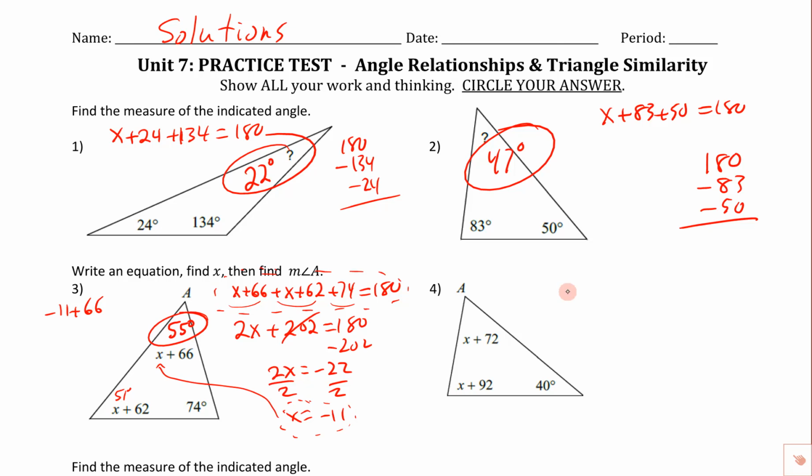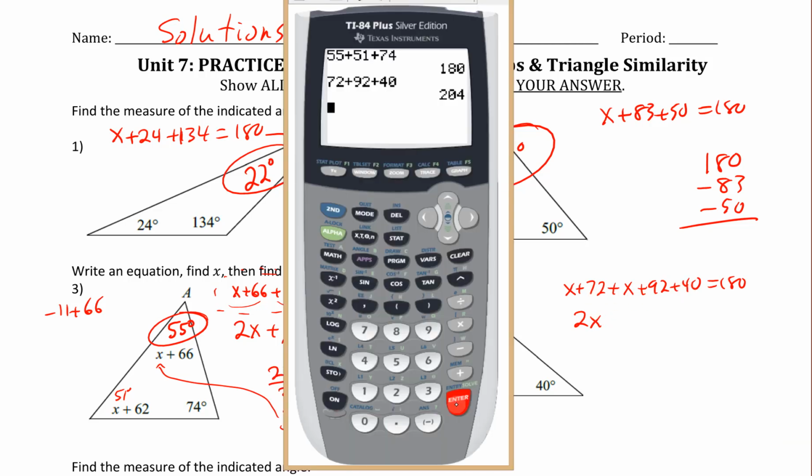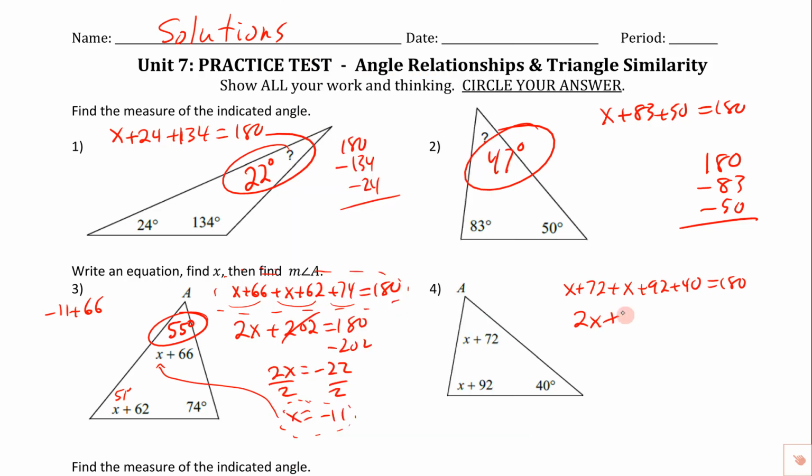Again, we're going to need to write an equation, so we're going to add all of those angles together. 72 plus x plus 92 plus 40 equals 180. And if you want to move the 40 over and make that a little smaller, you're still going to be adding a bunch of numbers together. So let's see what we get here. If we add the x's together, we get a 2x, and then I'm going to go ahead and add all the numbers together on the calculator. The 72 plus the 92 plus the 40, I end up with 204. So that would be 204, and that equals 180.